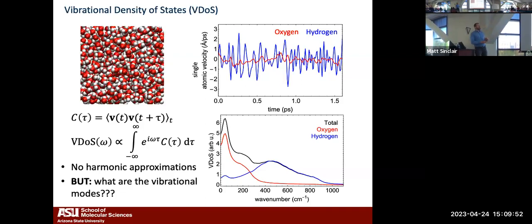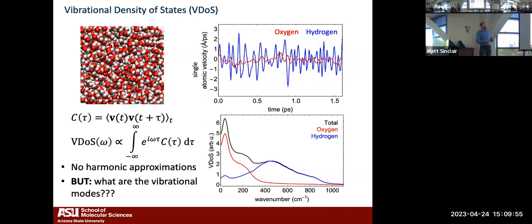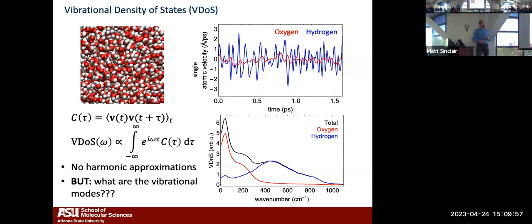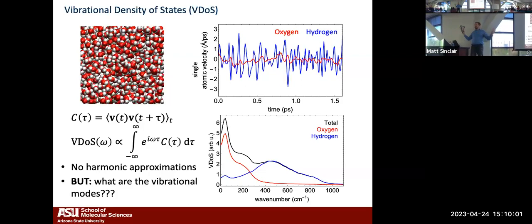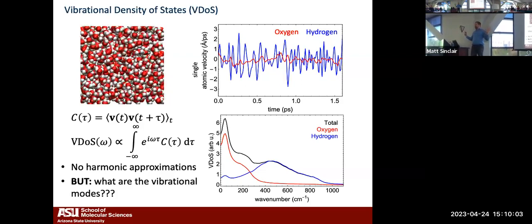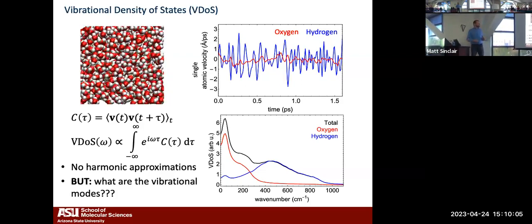So this is a pretty straightforward way: once you have an MD simulation trajectory, you have dynamics, you calculate these fluctuations, you calculate the Fourier transform, and you get a spectrum. No approximations are used here, apart from the model that you use for your simulation, of course.